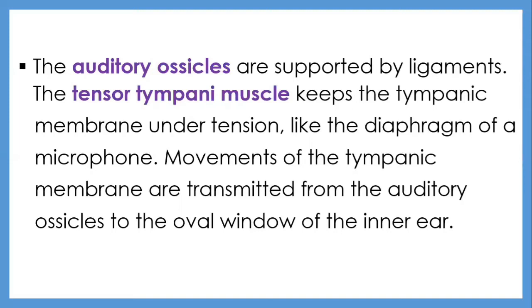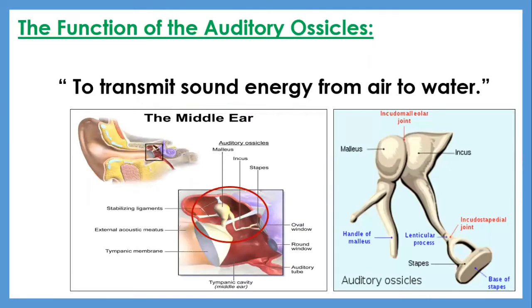Since the inner ear is filled with fluid, sound energy has to be transmitted from air to fluid, and the transmission loss from air to water is about 99%, which is why fishermen can listen to the radio while fishing without frightening the fish away. So what is then the function of the auditory ossicles? Well, the function of the auditory ossicles is to transmit sound energy from air to water.